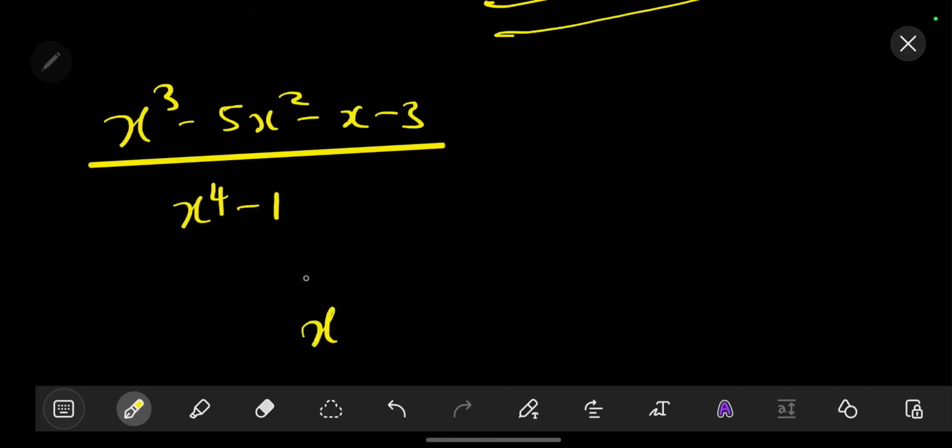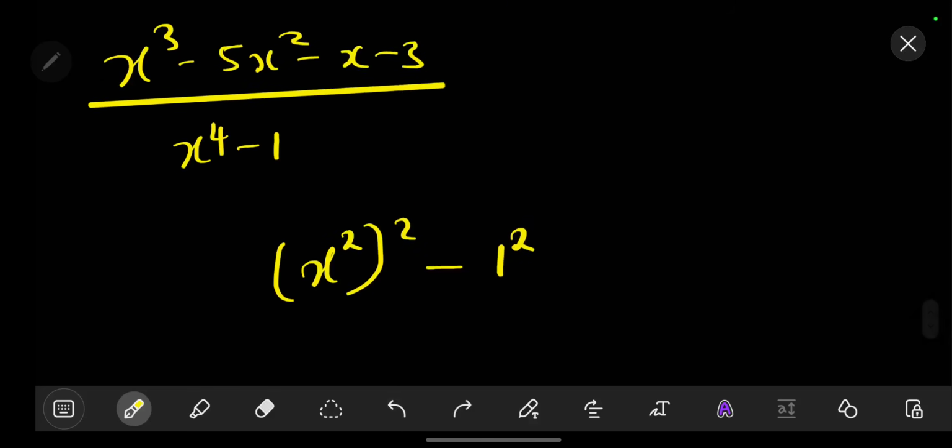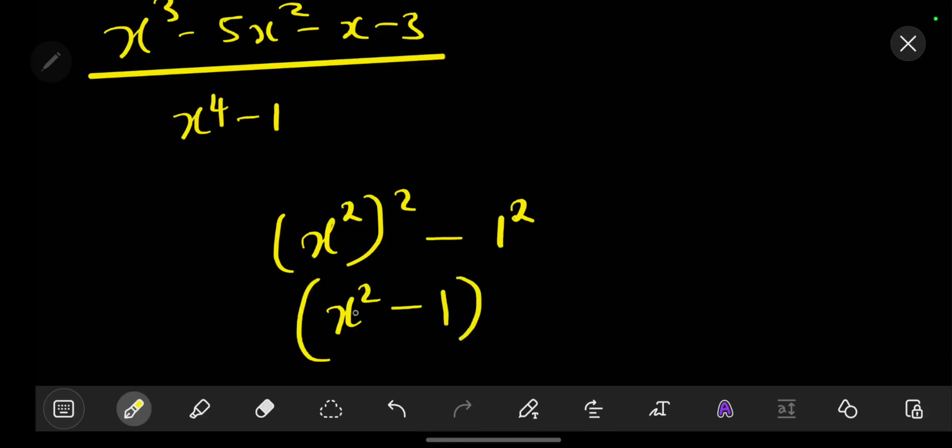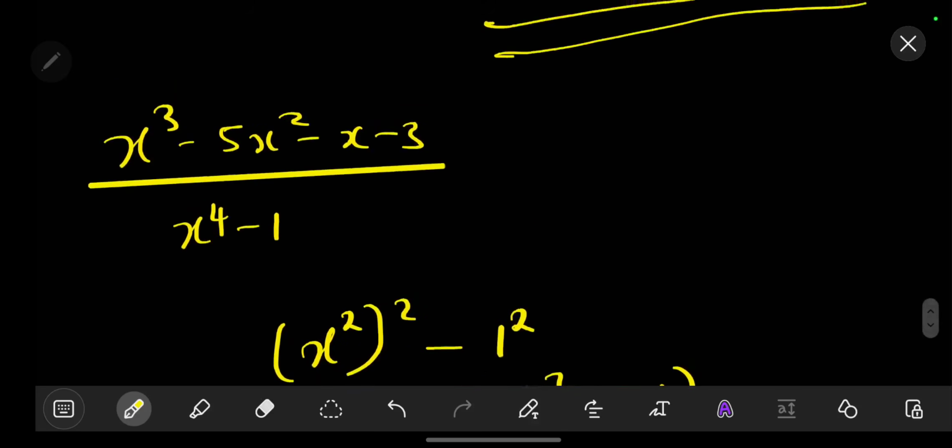So x to the power 4 is the same as x to the power 2, to the power 2, minus 1 to the power of 2, like that. So this is basically it. Even if you do this, it's still the same for 2. Taking this one, we are going to have x squared minus 1. Then taking another one, since there are 2 of them, we are going to have x squared plus 1, like that. So that's how the difference of 2 squares works.